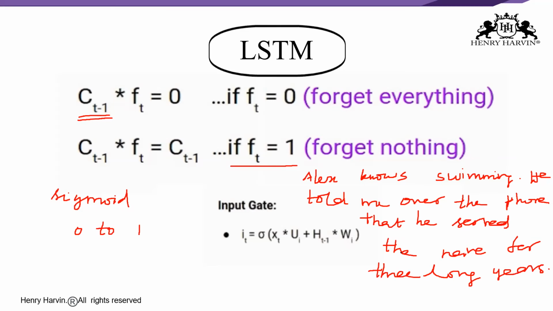Okay, so let us try to understand. In both these sentences, we are talking about Alex. Both give different kinds of information. The first sentence is telling me that he knows swimming. And in the second sentence, it is saying that he served the Navy for 3 long years, right? So both give different kinds of information about Alex. In the first sentence, we get the information about swimming. In the second sentence, over the phone, we got to know that he served in the Navy for 3 years.